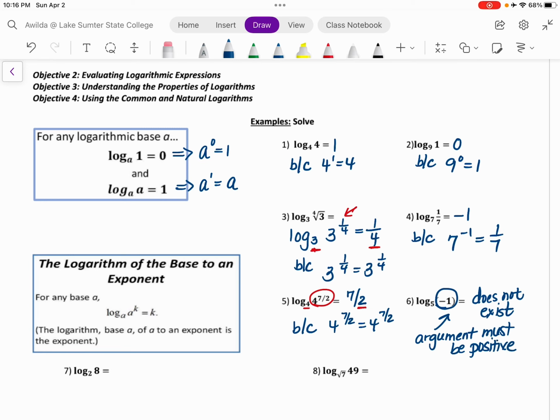Logarithm base square root of 7 of 49 will be equal to 4. And that is because the square root of 7, when raised to the 4th power, becomes 49. Next, we have logarithm base 2 of 8. Actually, this is number 7. I should have done this one before number 8, but that's okay. Logarithm base 2 of 8 will be 3. And this is because 2 to the 3rd power is equal to 8.